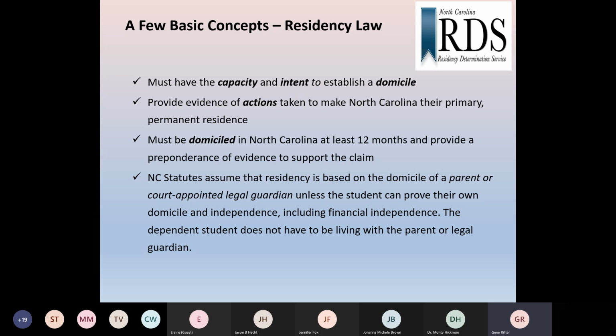Well, it's not just being here. At that point, are they living in a dorm? That's not a permanent residence. Or are the parents basically still financing them, so they're dependent on them? They have no income, they have no financial aid on their own merit, that kind of thing. So those are the things we look at if someone has moved to North Carolina and the parents are not present.